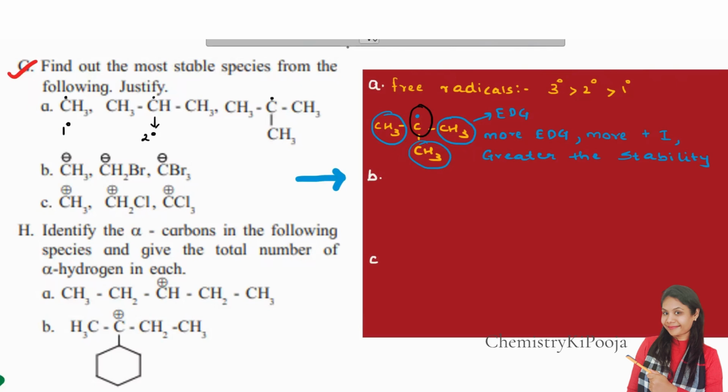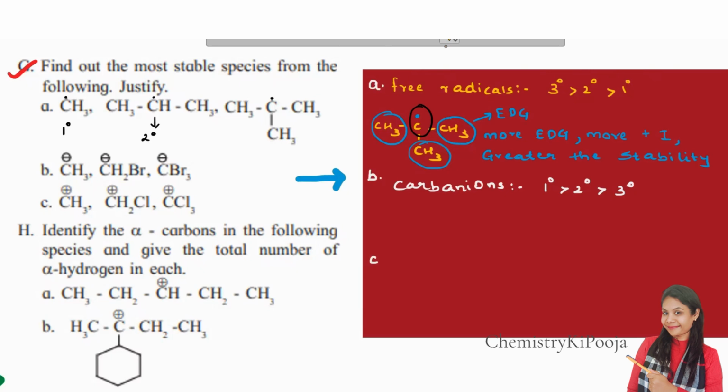Let us have a look at B now. Question B is all about anions. These are basically carbanions. All three are examples of carbanions. And the stability order for carbanions is 1 degree, 2 degree and 3 degree. Now why is it so? First I'll answer the question, and then I'm going to explain in detail why it is more stable.